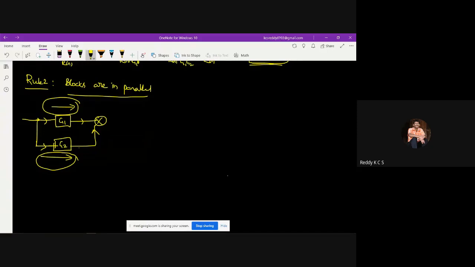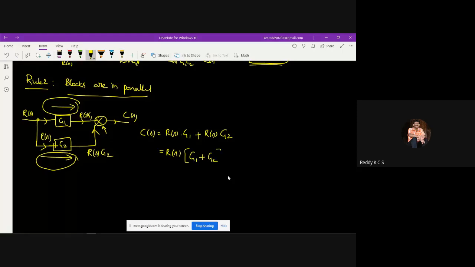So when these two are in parallel, we can easily find the sum. If I look here, this is R of S, this is R of S, and this is also R of S. And what is the output of this? R of S into G1. And what is the output of this? R of S into G2, right? So these are added at this particular point. The summing point is nothing but the point where the signals are added together. So then C of S can be written as R of S into G1 plus R of S into G2. If I take R of S common, I am going to get G1 plus G2.